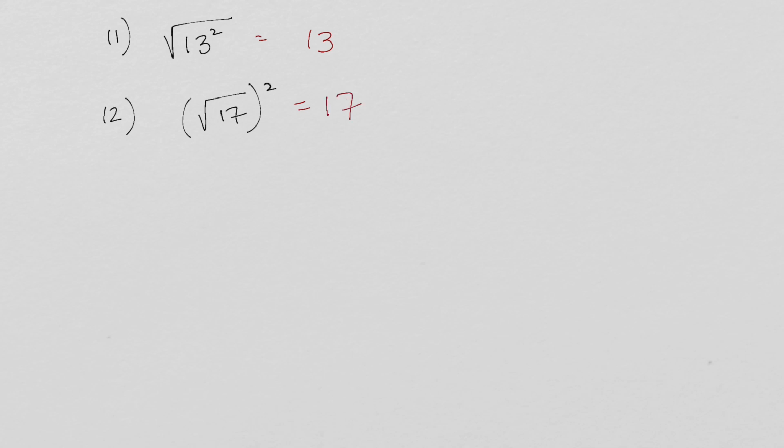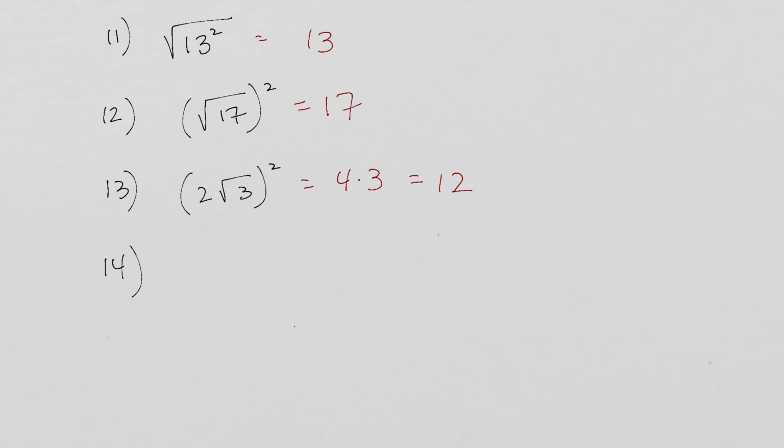Number 11 is the square root of 13 squared, which is simply just 13. Number 12 is the square root of 17 squared, which is just 17. Number 13 is 2 root 3 squared. Now when we square this and get 4, we square this and get 3. So this is 4 times 3, which is 12.